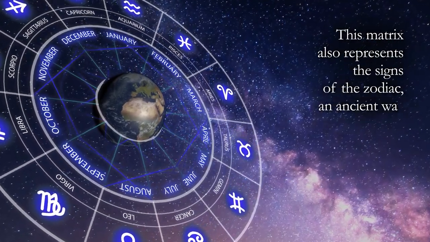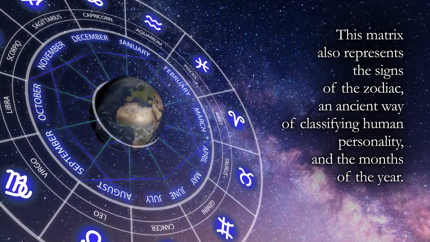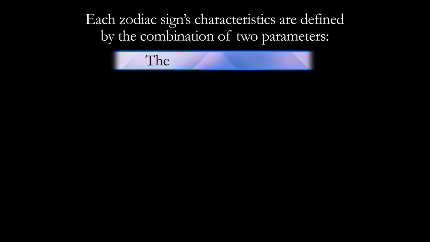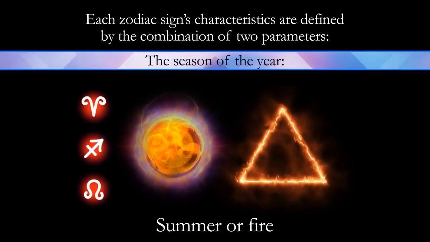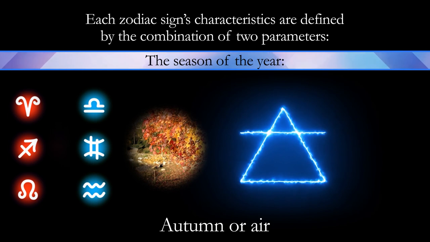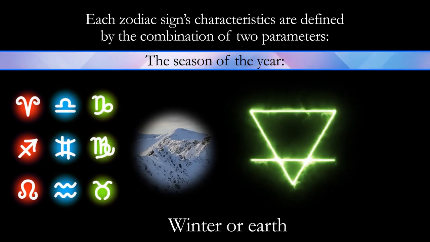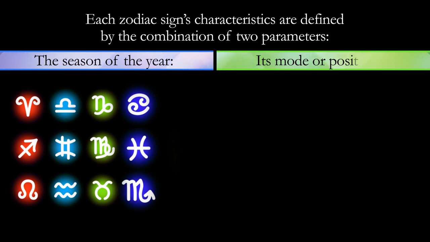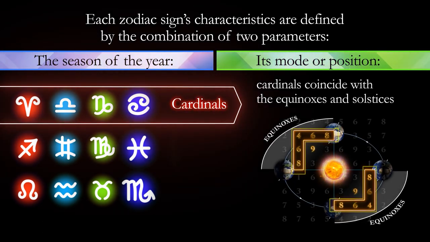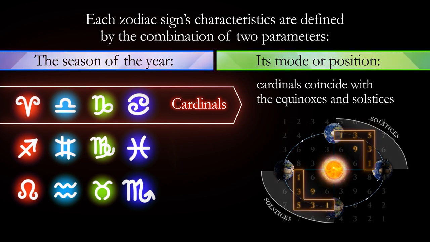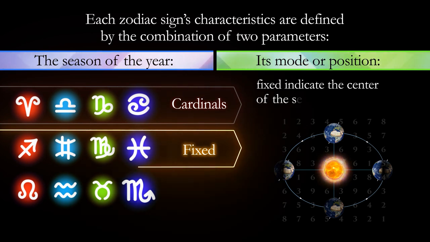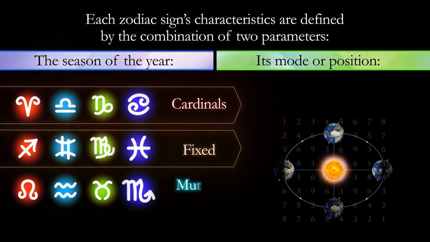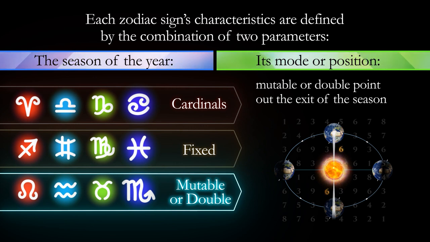This matrix also represents the signs of the zodiac, an ancient way of classifying human personality and the months of the year. Each zodiac sign's characteristics are defined by the combination of two parameters: the season of the year, summer or fire, autumn or air, winter or earth, spring or water, and its mode or position. Cardinals coincide with the equinoxes and solstices. Fixed indicate the center of the season. Mutable or double points out the exit of the season.